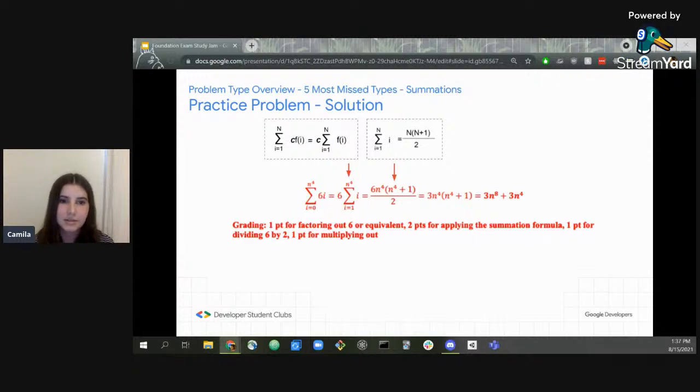And then at the bottom here, we can see basically the breakdown for the grading. And this is from a foundation exam from a previous year. So we can really see what the teacher is looking for in these answers.